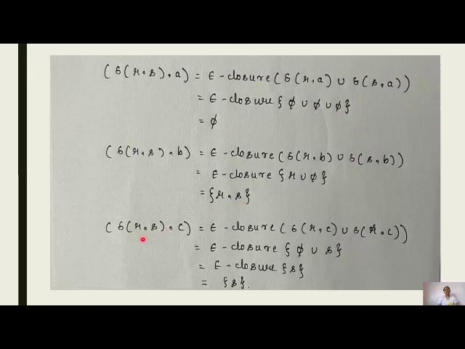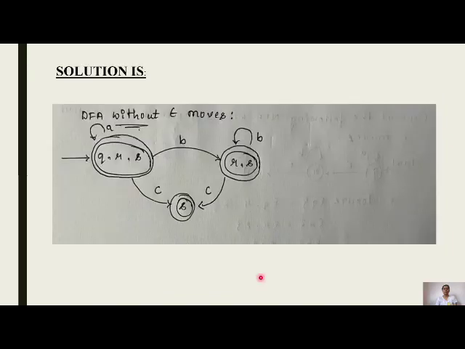Then we have to find the transition of R comma S with the input C. We will get S, so epsilon closure of S. Epsilon closure of S is S itself. So it is not a new state. We didn't get any new states here. So we can conclude with the final DFA.